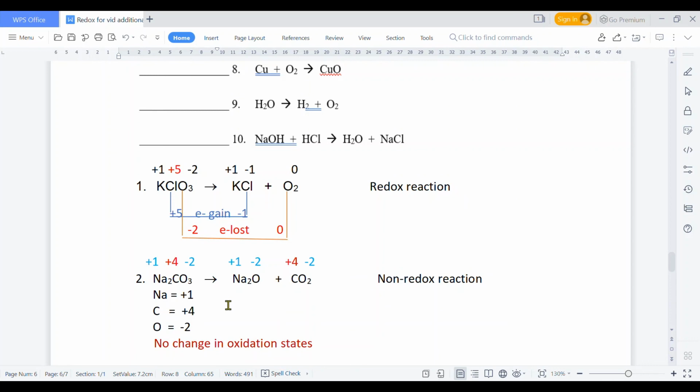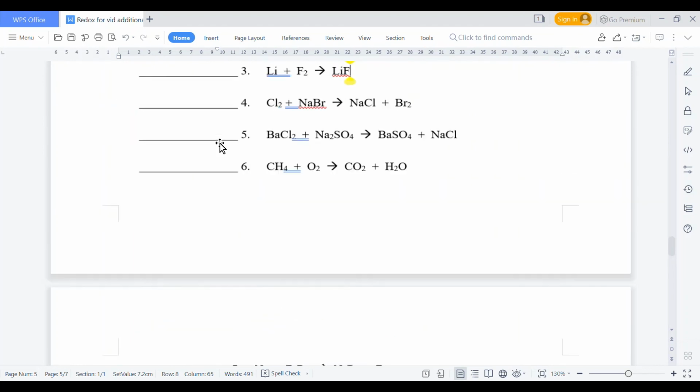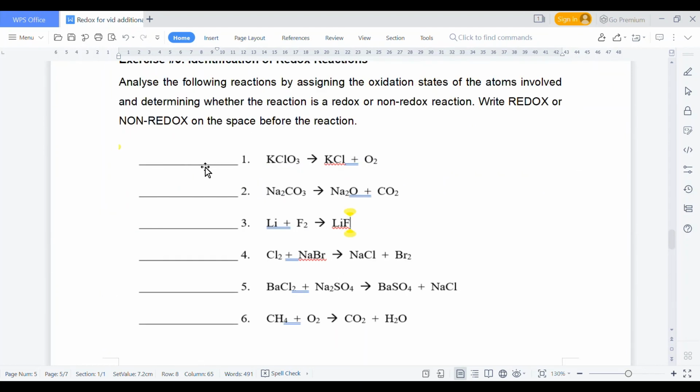Now, we'll see if there's a change. Sodium, +1. There is no change, +1 and +1. Carbon, +4 and +4. No change. Oxygen is -2 and -2. No change. So no change in oxidation states in the reactant and the product side. So it is a non-redox. So that is how you do it. So that means number 1 here, you just write redox, and number 2, non-redox. That's how it is done there.